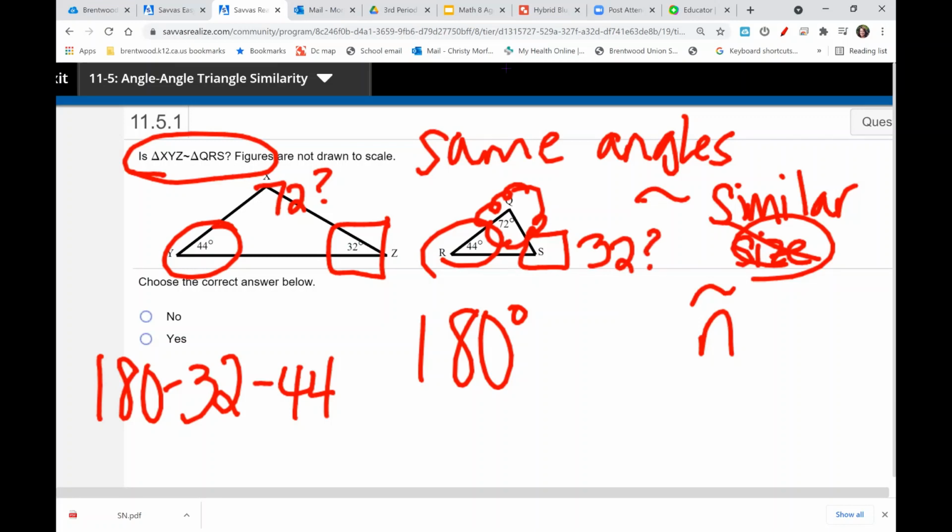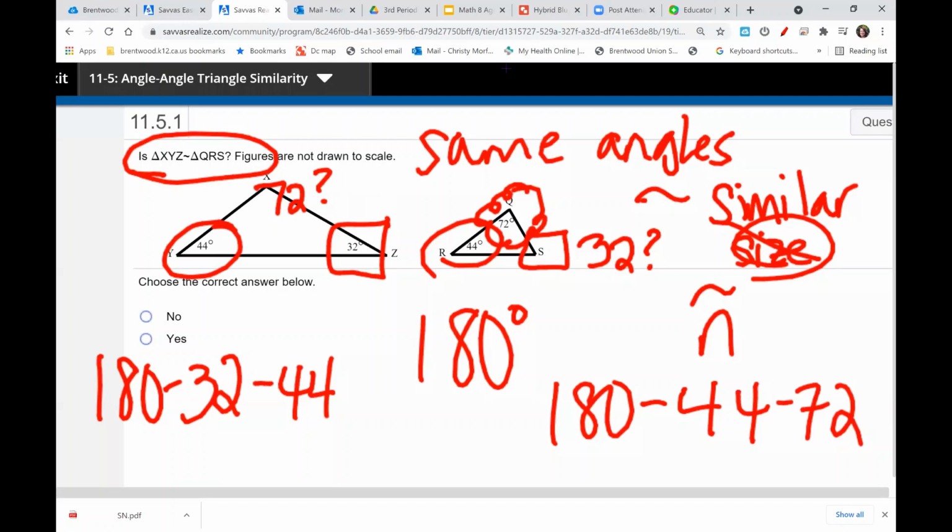Or you could have used the smaller triangle and you can do 180 minus 44 minus 72, and that better equal 32. So if this one that I just drew equals 32, then our triangles are similar.